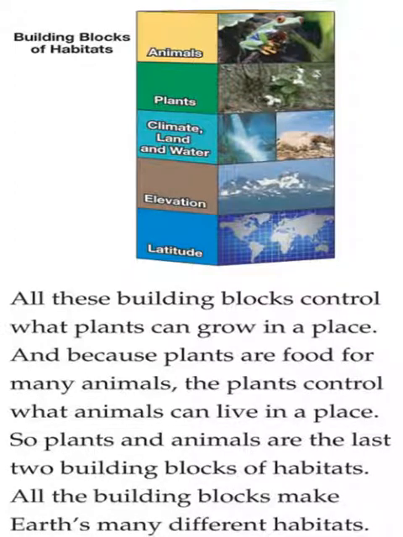All these building blocks control what plants can grow in a place. And because plants are food for many animals, the plants control what animals can live in a place. So plants and animals are the last two building blocks of habitats. All the building blocks make Earth's many different habitats.